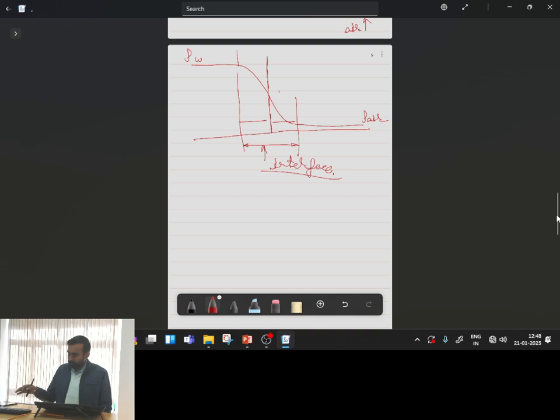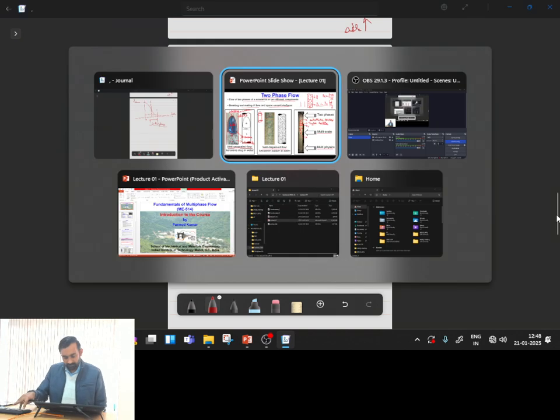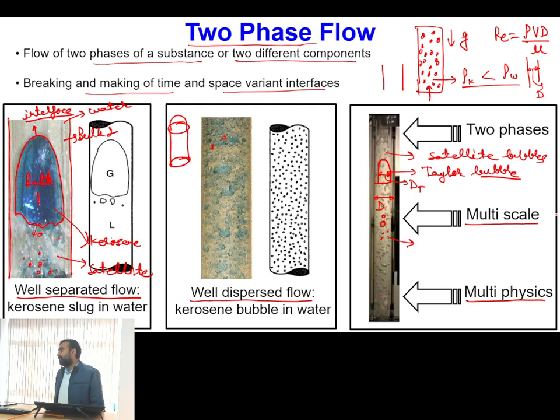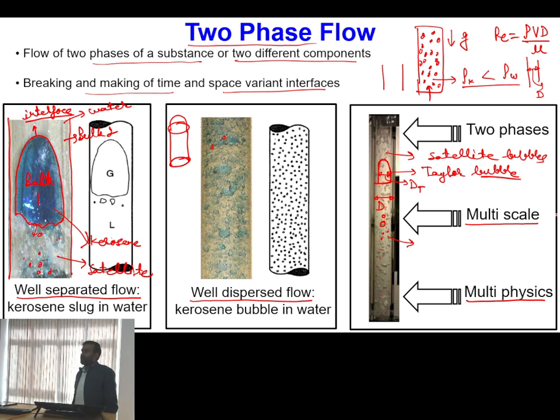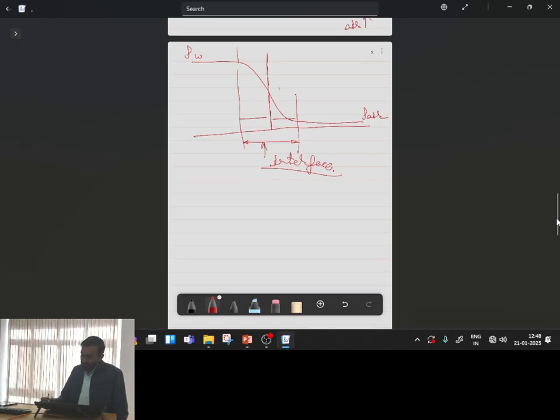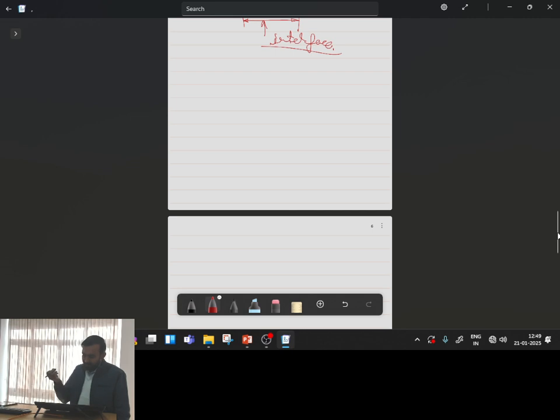This microscopic viewpoint will be very important for us to later understand the concept of surface tension. So surface tension comes into the picture basically from the concept of the microscopic viewpoint. Okay, so let me discuss one important point.